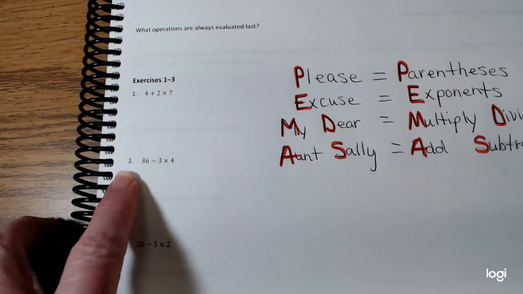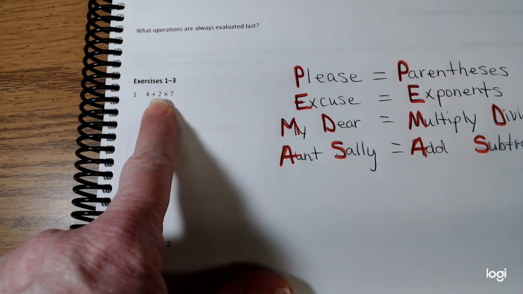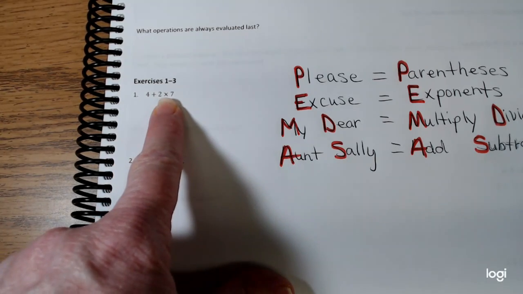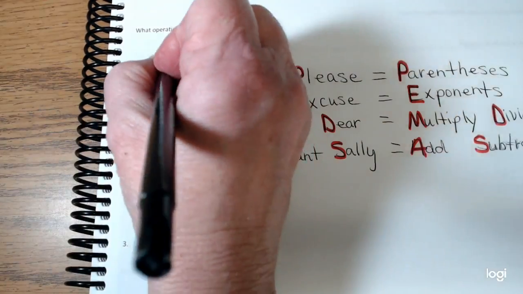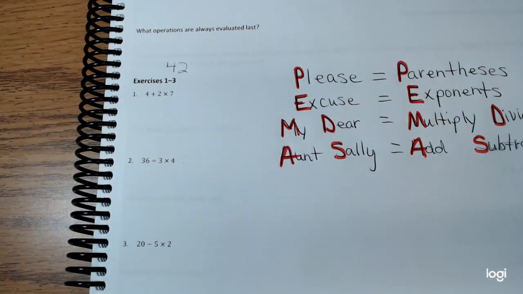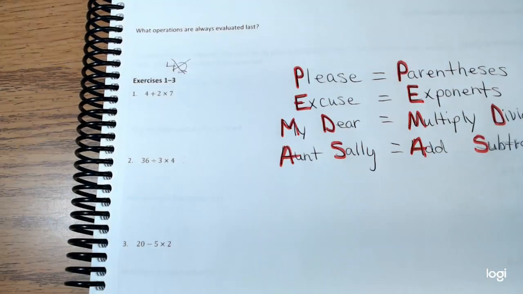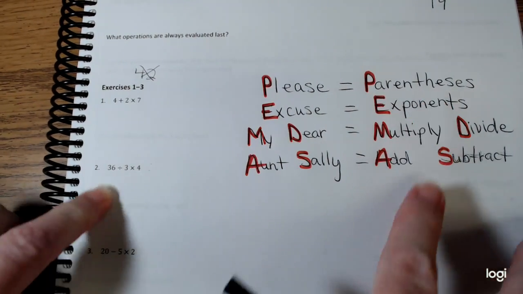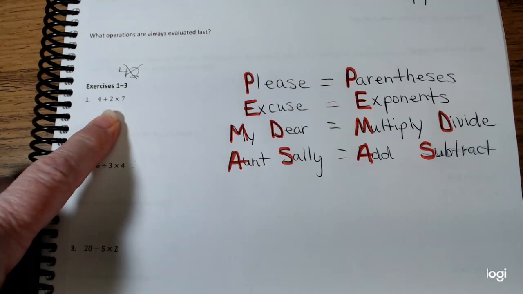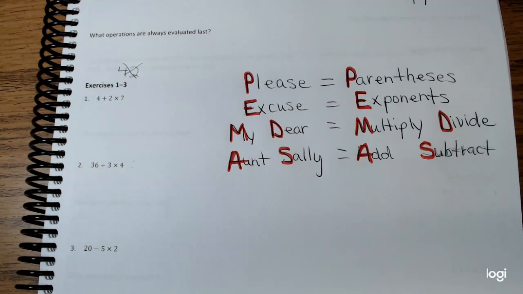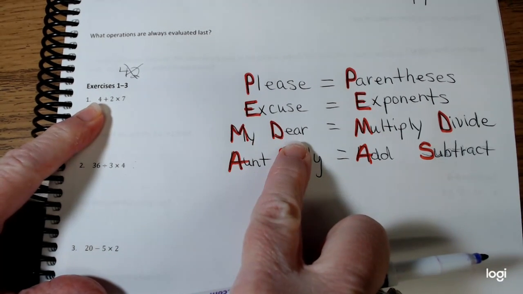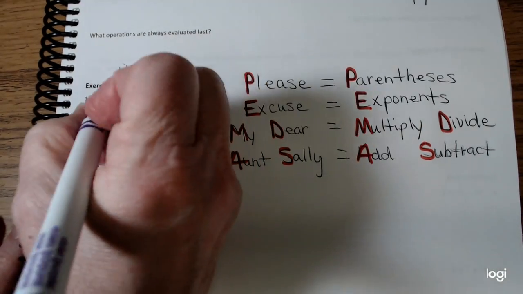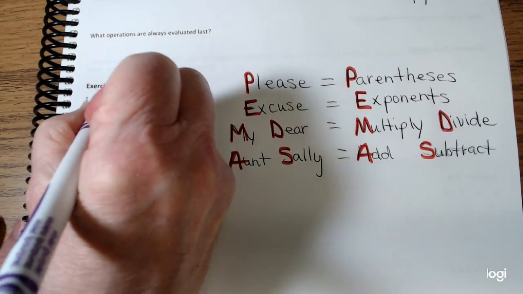So in order to solve this problem, some of us would want to do 4 plus 2 is 6 times 7 is 42. And if you gave me the answer 42, you would be marked wrong. We have to follow our order, which is parentheses. No parentheses. Let's see, do we have any exponents? Nope, no exponents. Multiplying and dividing. Oh, yep, sure enough, I have some multiplying here. Let's go ahead and put a box around that.